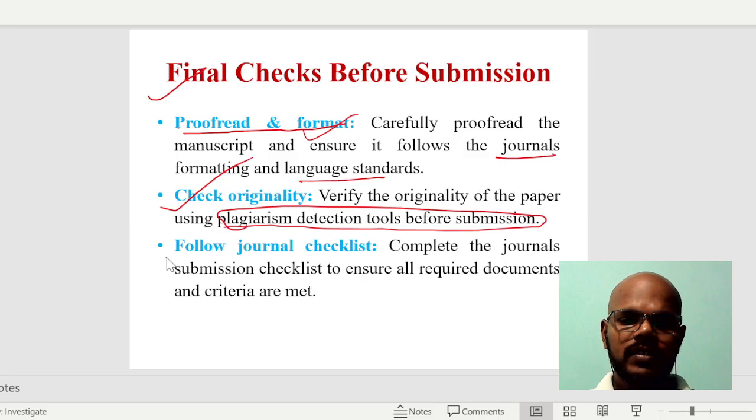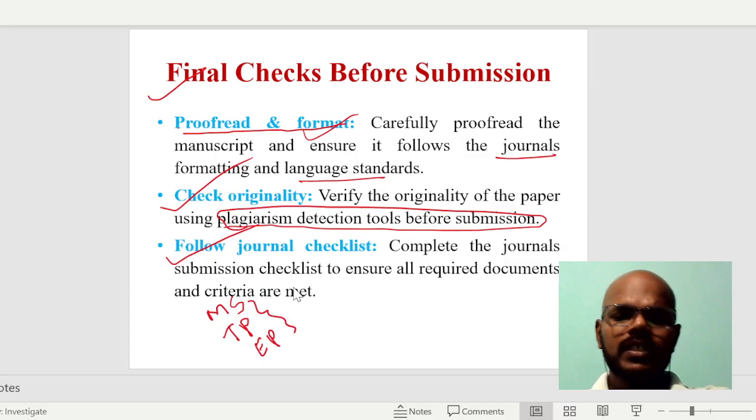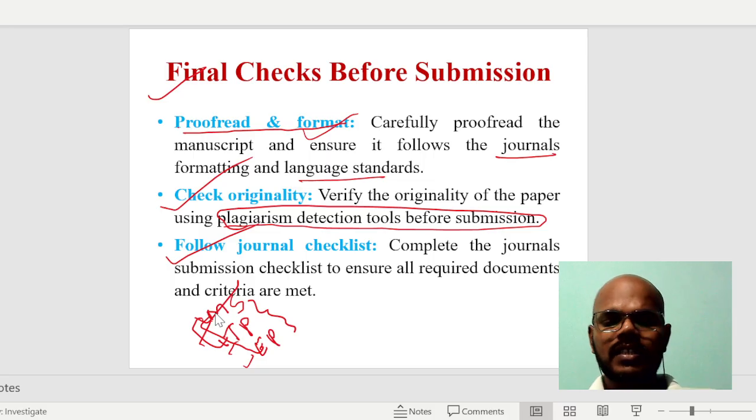So follow the journal checklist. When you are submitting to a journal, usually there will be a manuscript, a title page, and an editorial page, something like that. It is not compulsory to have all three. Some journals want only the manuscript. Some want the title page and manuscript. Some journals will have all three. It depends on the journal guidelines, they will ask.